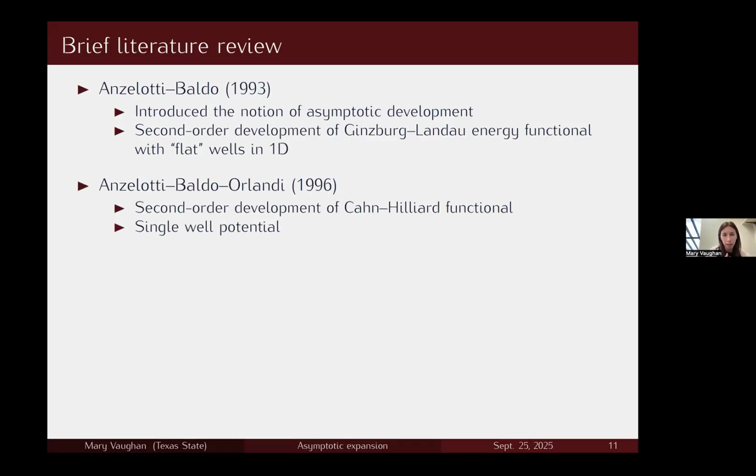Anzellotti, Baldo, and that was in 1D, by the way. And Orlandi, they looked at the second order development of the Cahn-Hilliard functional, where you have a single well potential. So there you have one phase, so you don't see the phase separation. But really it's a study of what happens on the boundary. And they have for the first order term an integral of your boundary condition. And the second order term, they are able to look at that and they have an integral of the boundary data G with a curvature term in there as well. So when you start getting to higher order, you might expect curvature terms to appear.